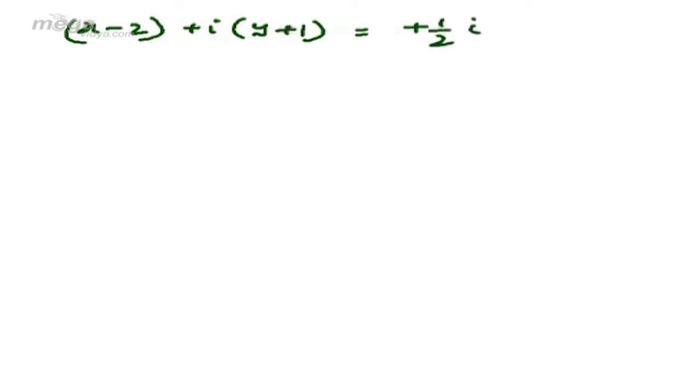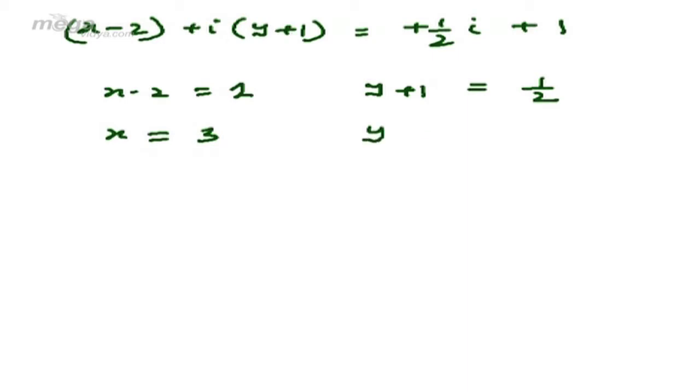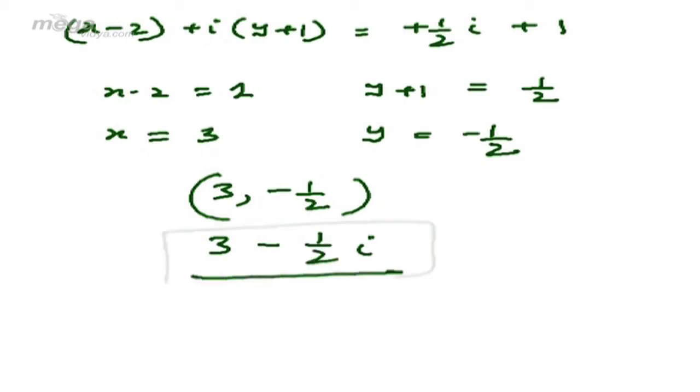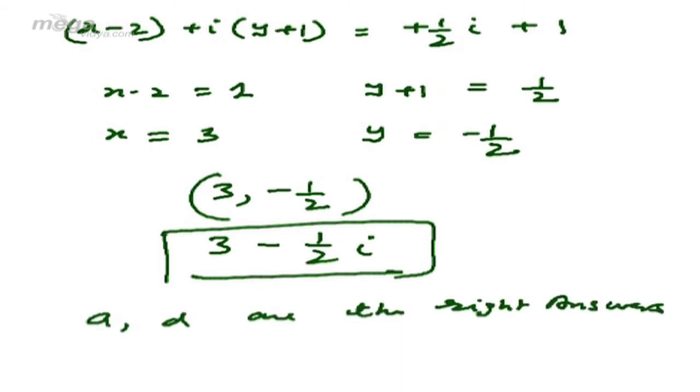Now the equation becomes x minus 2 plus i times y plus 1 is equal to 1 by 2 i plus 1. That is, x minus 2 is equal to 1 and y plus 1 is equal to 1 by 2. So x becomes 3 and y becomes minus half. So the second position of point A will be 3 comma minus half, that becomes 3 minus 1 by 2 i. This objective type question has two answers, that is first and fourth. A and D are the right answers.